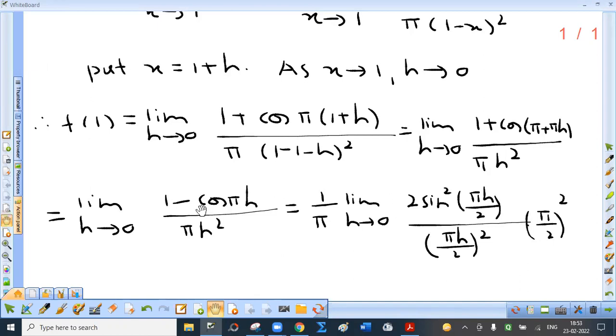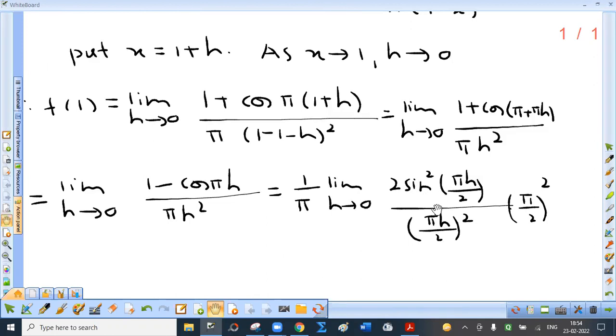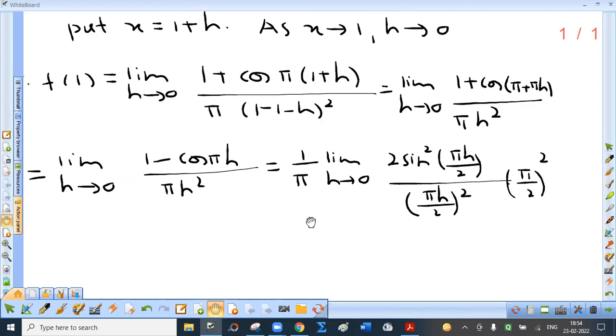You may say, as it is 1 minus cos πh, can we multiply by 1 plus cos πh? Yes, that can also be done. But here I have used the result 1 minus cos theta is 2 sine square theta by 2. Because it is sine square, we cannot just multiply by π² by 4, that is the square of π by 2. So we have to multiply the numerator also by the same. This 1 upon π I have written outside the limit.